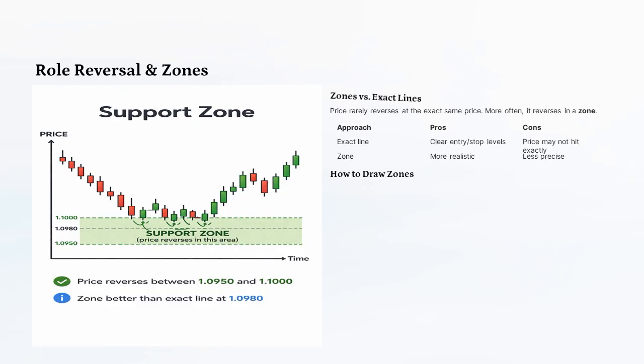Now, let's talk about zones versus exact lines. Here's a truth that many new traders struggle with. Price rarely reverses at the exact same price. More often, it reverses in a zone. An exact line approach gives you clear entry and stop levels, but price may never hit your exact line. A zone approach is more realistic. It acknowledges that support and resistance are areas, not mathematical points.